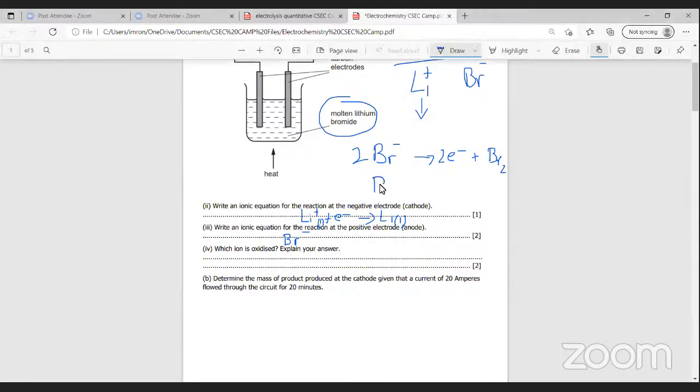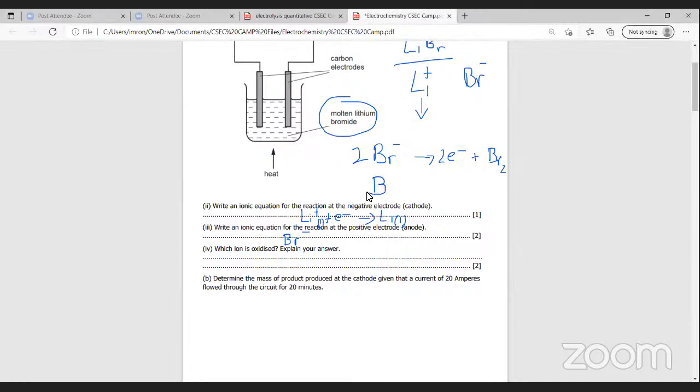So if we think about what is going on at the anode, bromide ions go to the anode. Anions, like bromide, give up electrons. So you could start by just writing anion goes to e minus, and then you look at the charge and adjust the number of electrons.